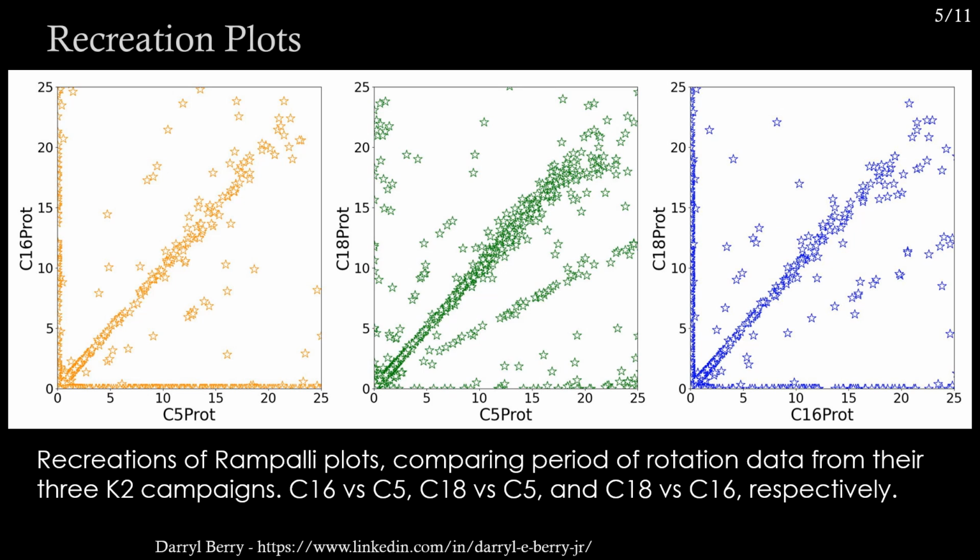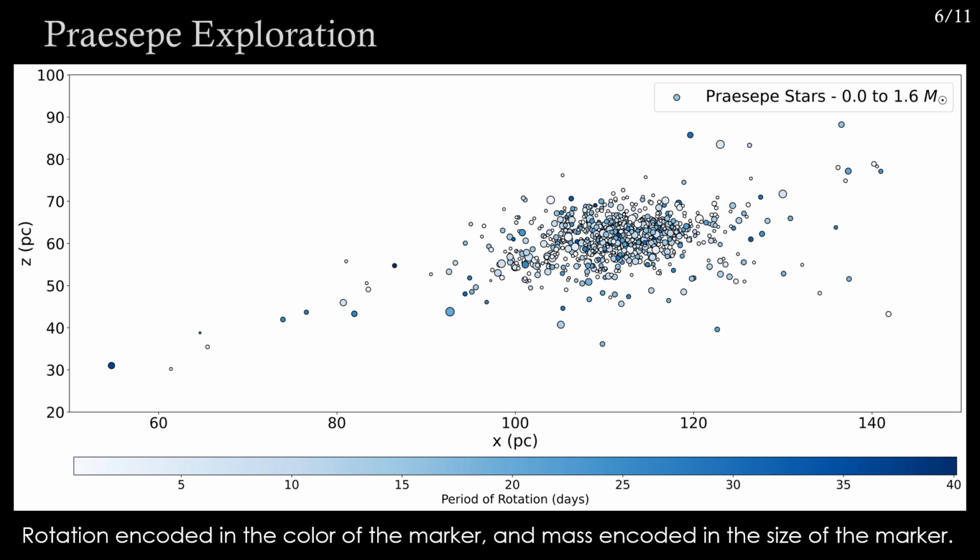Now, what I did next was make various different plots of Praesepe to just get an understanding of what the cluster is like. It's basically an oval-shaped cluster that's sort of flattened, almost like a pancake.